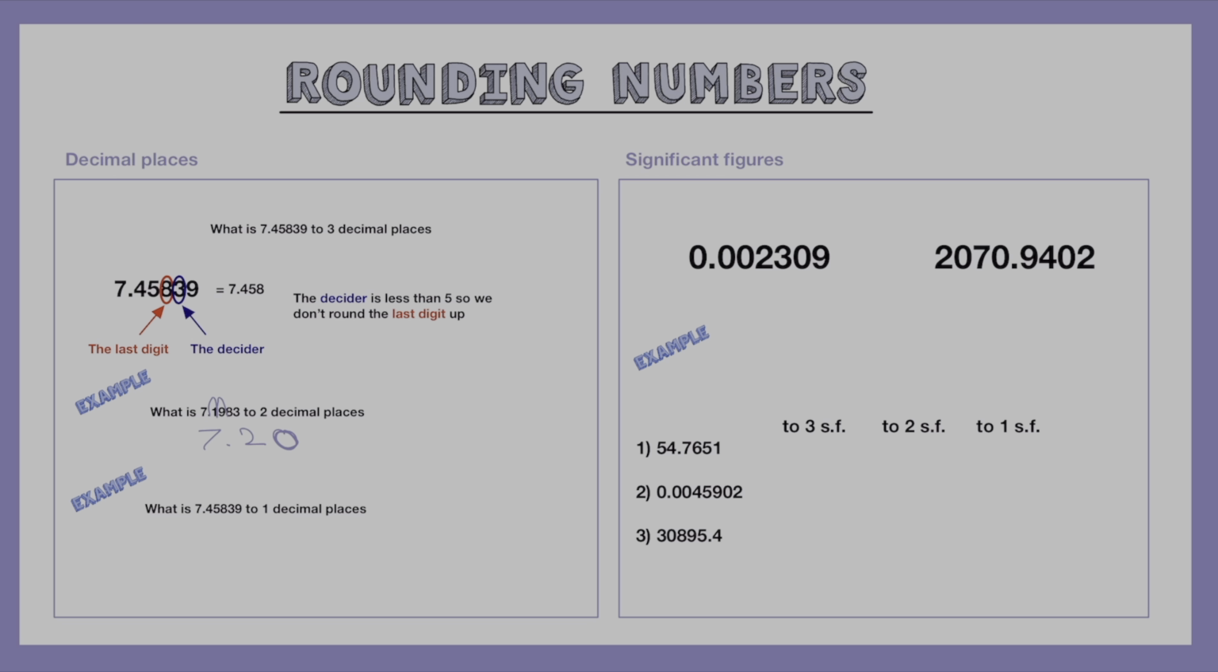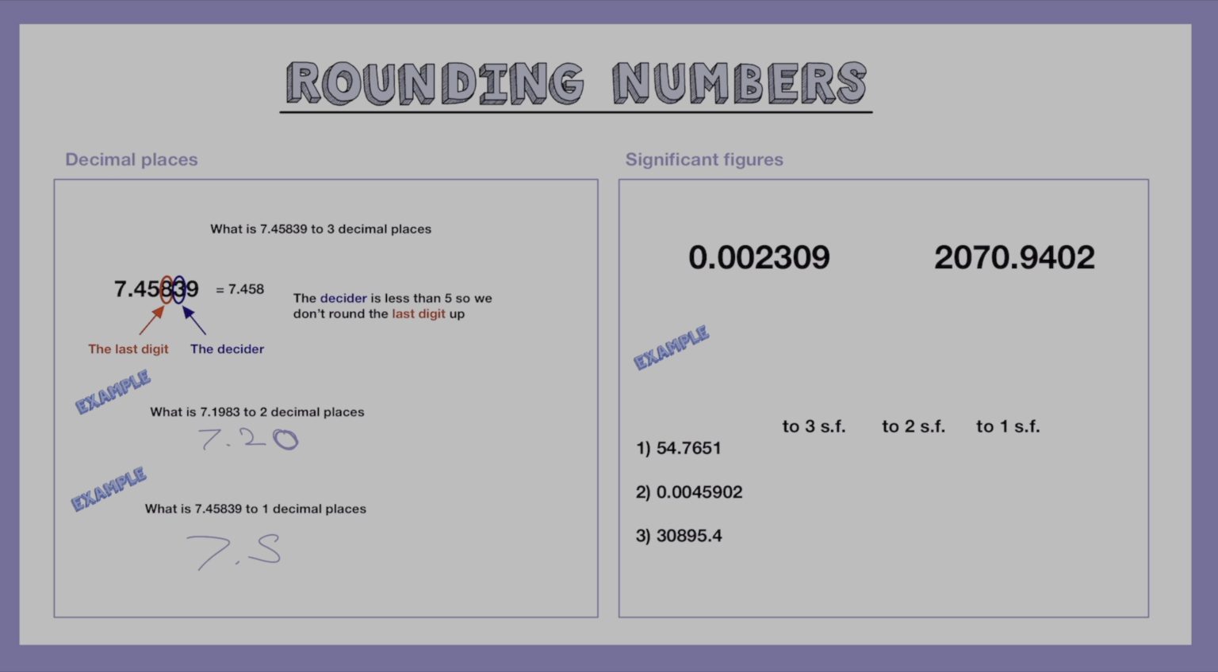So for the next example, we have what is 7.45839 to 1 decimal point. So this is where we have the point between the 4 and the 5, because it's 1 across from that decimal point. So the last digit would be 4 and the decider would be 5, which means we increase that 4 by 1, which would be 7.5.